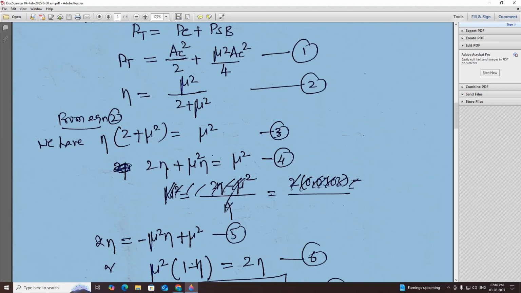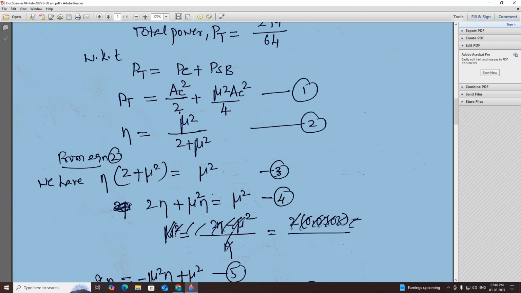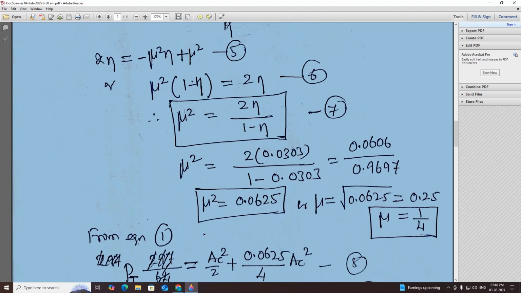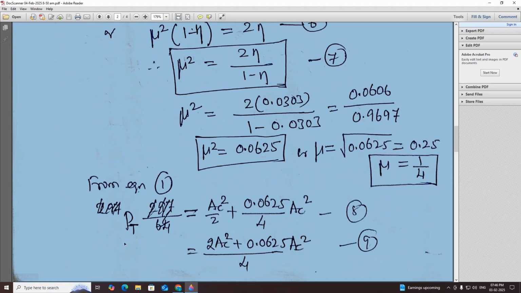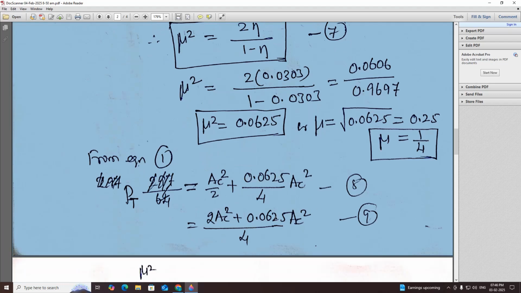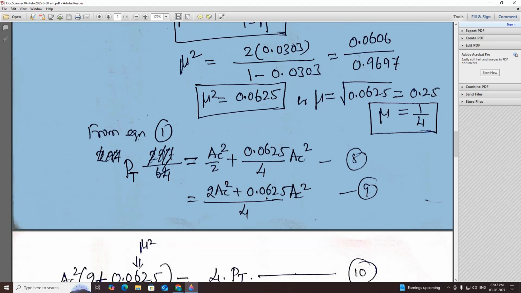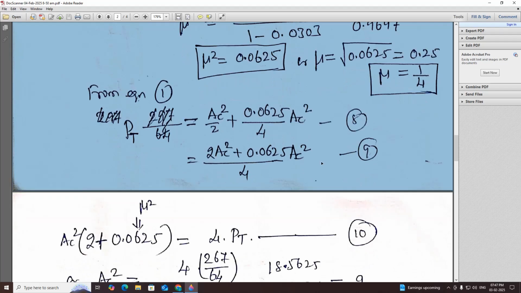Now coming back to equation 1, AC square by 2 plus mu square AC square by 4. I am going to substitute the mu square value, 0.0625, here. So the total power is equal to AC square by 2 plus mu square AC square by 4 with the value substituted, equation 8. Now take the LCM of this, so this becomes 2 AC square plus 0.0625 AC square by 4. This is equation 9.